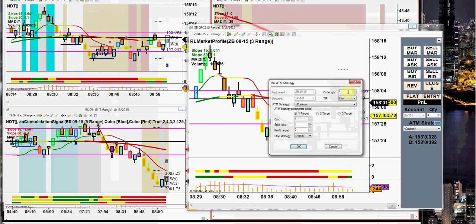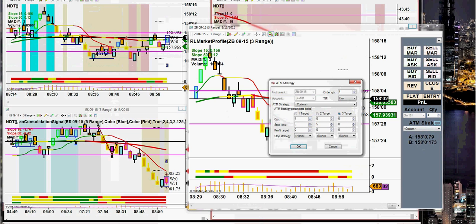Alright, so we got a 4, 5-tick initial stop. And let's see if we get a retracement on crude right to the point of control, and then a continuation short.